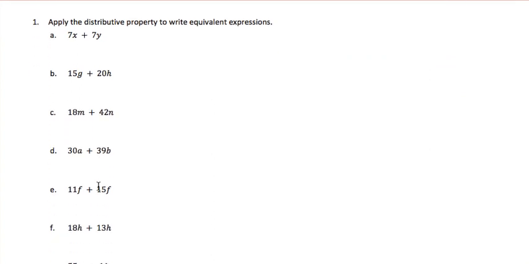Now let's practice. 7x plus 7y, our greatest common factor is 7. So we'll pull that outside the parentheses and put x plus y inside the parentheses. In B, greatest common factor of 15 and 20 is 5. So we'll pull that out. 5 times 3 equals 15. And of course the g has to stay there. And 5 times 4 equals 20, and the h has to stay there.